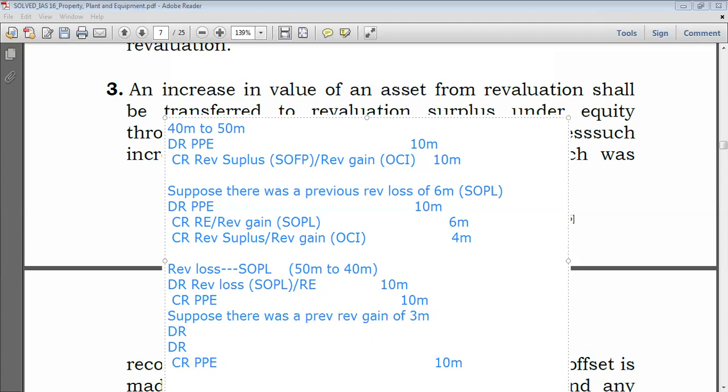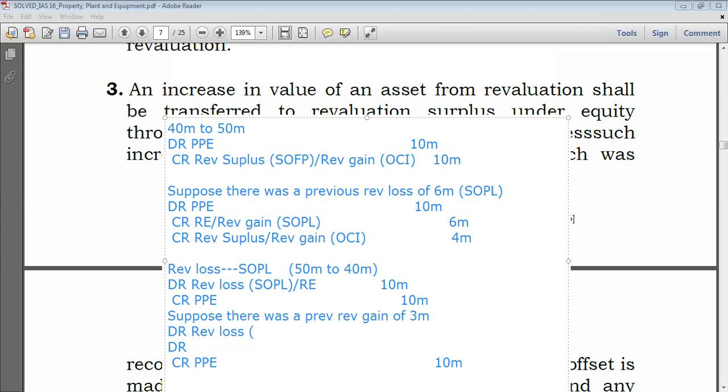So generally, the revaluation loss would be taken to the statement of profit or loss after offsetting the previous revaluation gain. So the previous revaluation gain normally goes to other comprehensive income unless stated otherwise. Just like here, there was a revaluation gain of 10, but some of it went to statement of profit or loss to reverse the previous loss. So you just ask yourself here, what would I have to debit? I know that there is a revaluation loss, no problem about that. I do not have a doubt about this at all.